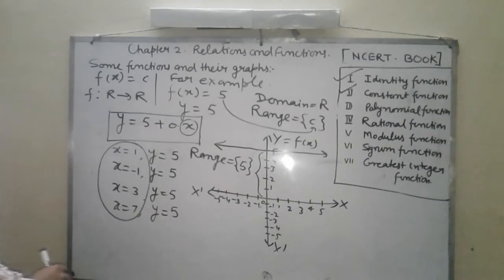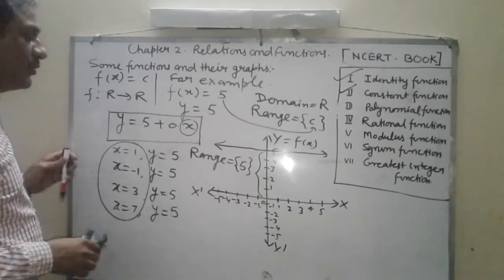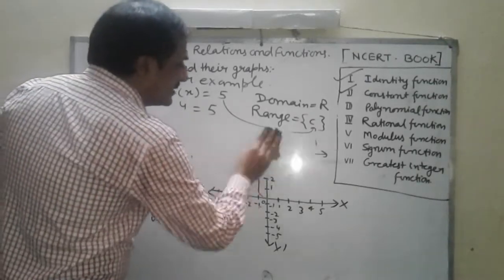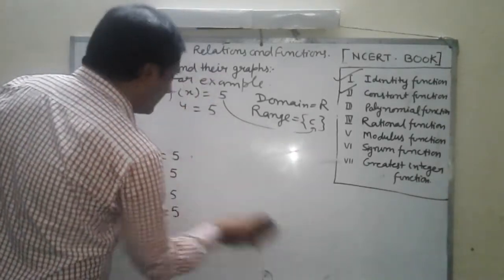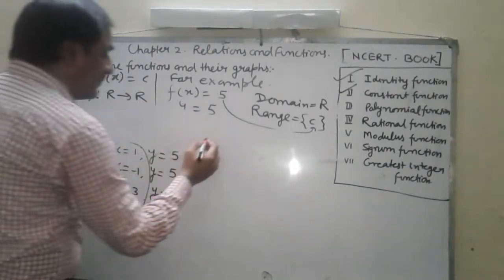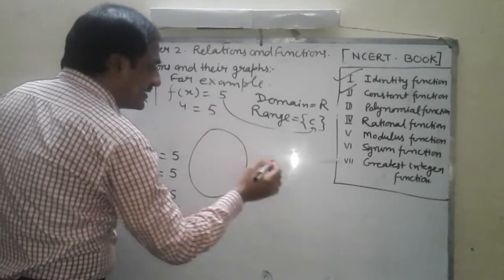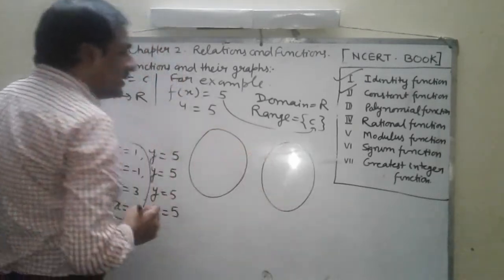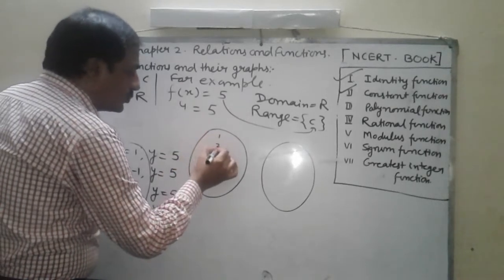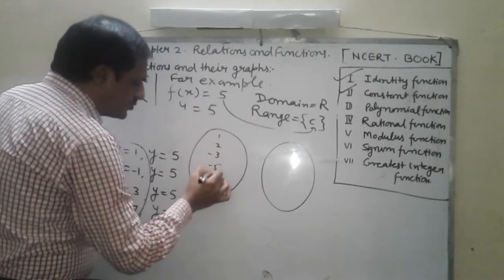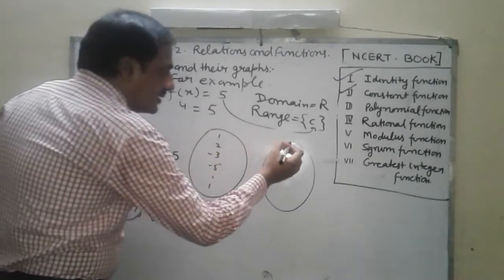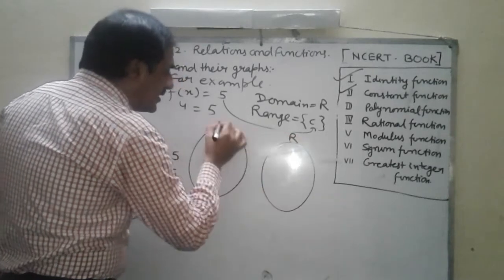We can represent this function with the help of an arrow diagram. We can represent the graph of the function with the help of an arrow diagram. Suppose it is set A and it is set B. The value of x is what? 1, 2, -3, -5 and so on. There will be different types of real numbers. And here this is R and this is also R.